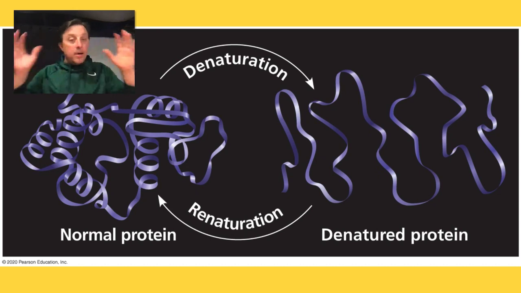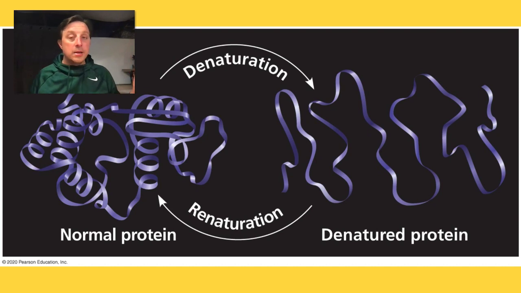Okay, the primary structure generally stays, right? The amino acid chain, as you can see there, nothing happened to that, right? The amino acids are still there in the same order, but the folding has gone away, right? The alpha helices have left. The tertiary structure, right? The way those alpha helices folded around each other, that is all gone, right?